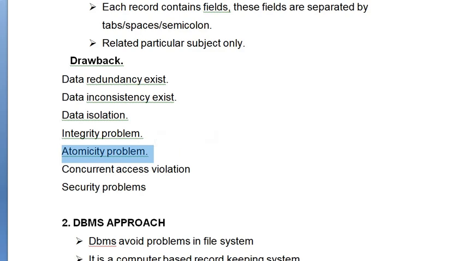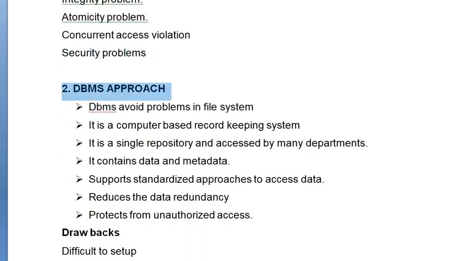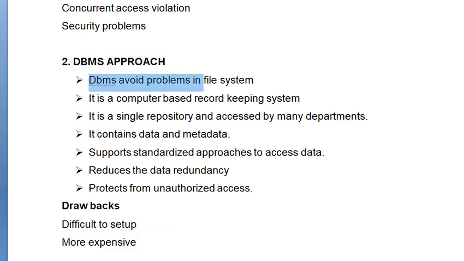Next, concurrent access violation. The file based system does not support accessing the data in parallel. Then the security problem. The file based system does not provide strong security for the users' data. Next, coming to the second approach, the DBMS approach. The DBMS approach was developed to avoid or solve the problems found in the file based system.